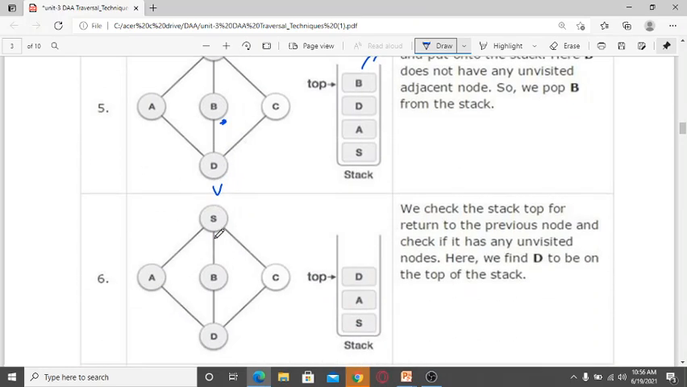So when we remove B, what are the remaining? S, A and D. Our top is D. We are now at the place of D. From D, how many adjacent vertices are there? Three: A, B and C. But from this, which one is unvisited? C is unvisited. So select C and push it in the stack.